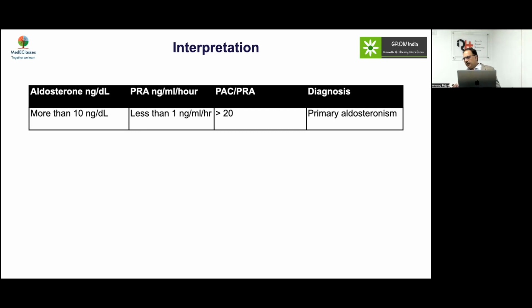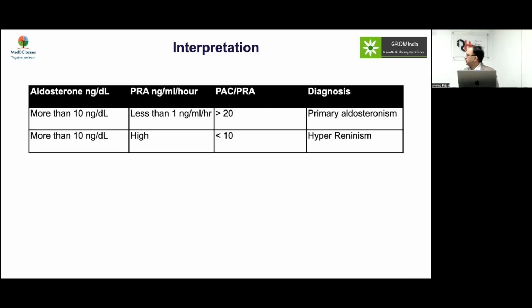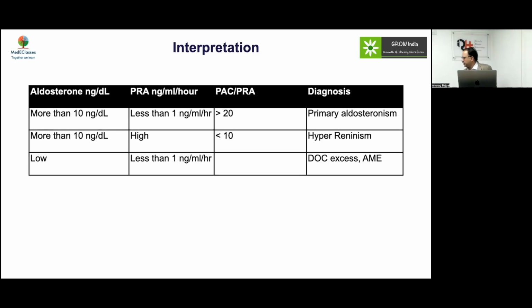So theoretically, whenever we say your FT4 is high, TSH should be 0. If your aldo is high, your renin should be 0. This is classically primary hyperaldosteronism. You don't need to worry about this to a great extent. However, if the renin is high and the aldosterone to renin ratio is less than 10, this suggests a hyperreninemic state. And we'll talk about both scenarios.